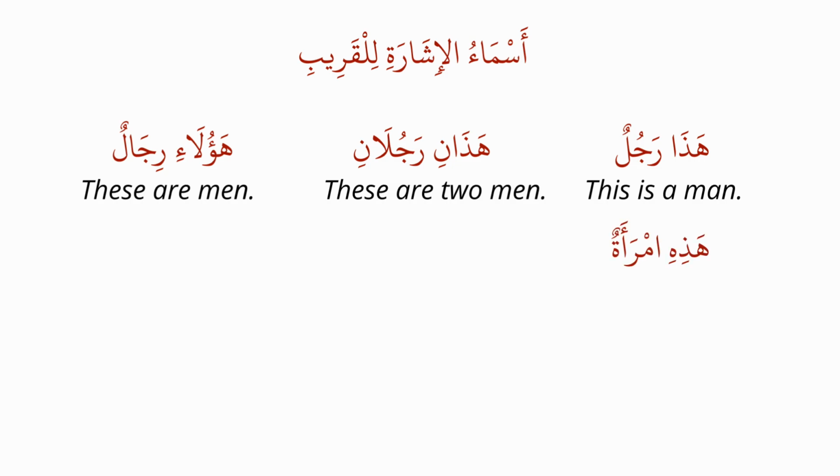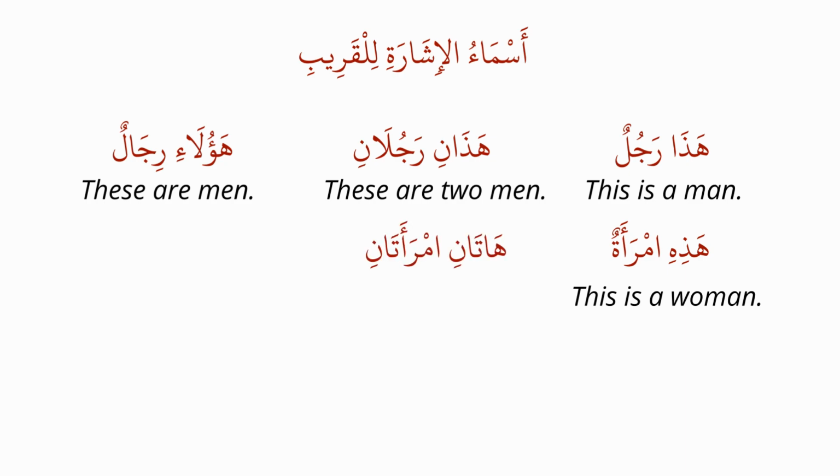هذه امرأة. This is a woman. امرأة has Hamza al-Wasl in the beginning and it is not pronounced when connected to the word preceding it. So instead of saying هذه امرأة, we say هذه امرأة. I've explained Hamza al-Wasl in a short video. The link is in the description. So هذه امرأة means this is a woman.